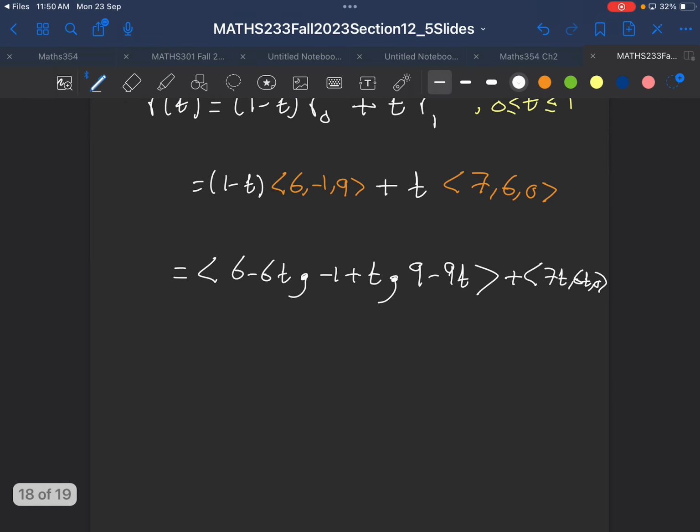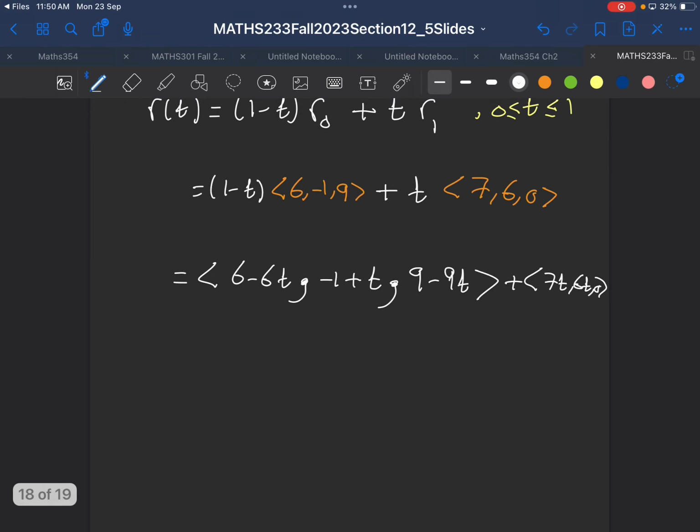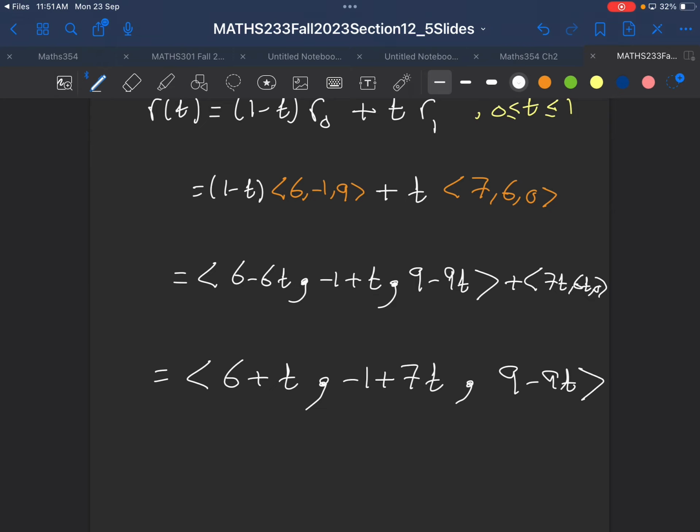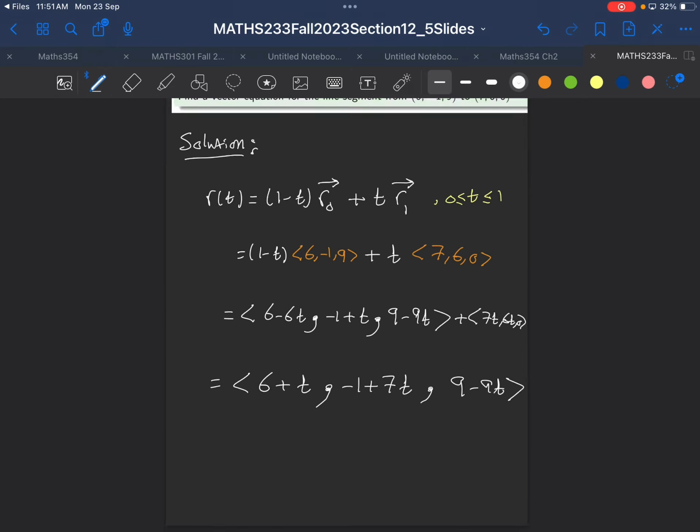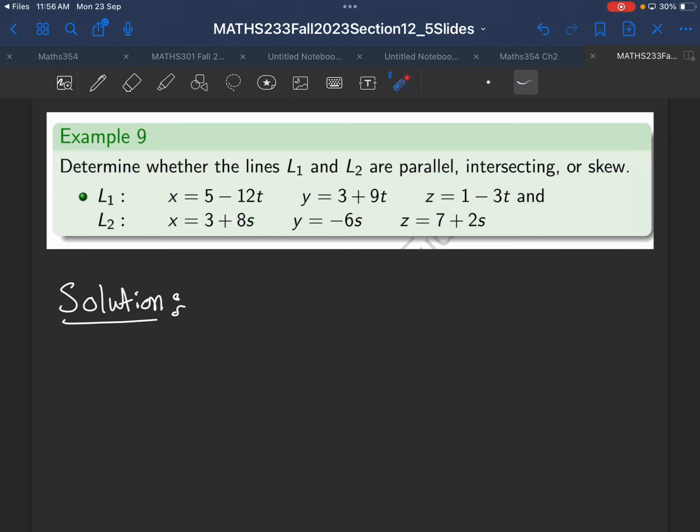Now you have to join them together. So how do we add vectors? We add the first with the first, second with the second, and third with the third. So if we do that, it will be 6 plus t, comma. Now this one will be negative 1 plus 7t, comma, 9 minus 9t. And that's the vector equation for the line.